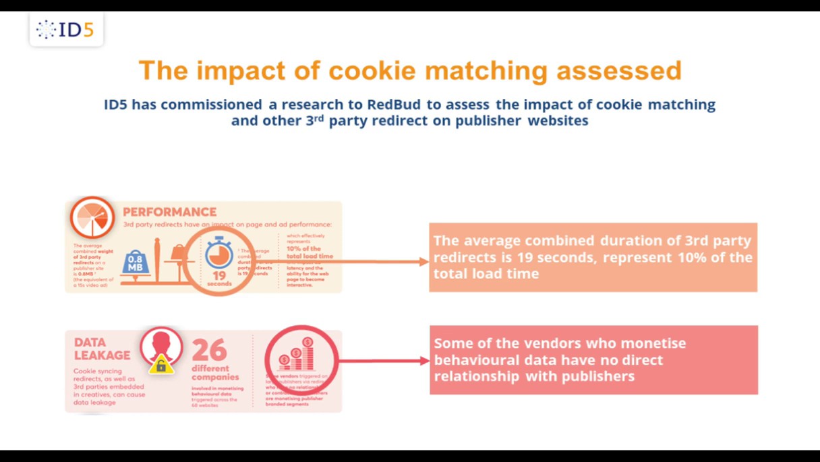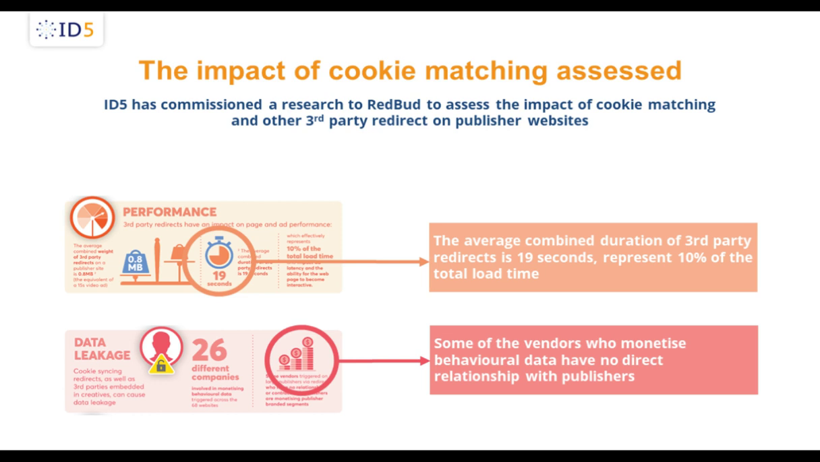So cookie matching first. The impact it has on publisher websites. We've worked with a company called Redbud here in the UK to understand how cookie matching impacted publishers, first from a performance standpoint. The average number of pixels that are fired on pages creates a latency of up to 19 seconds. So it delays pages to fully load by 19 seconds. So it's a really, really strong impact on page performance, page latency, user experience in the end.